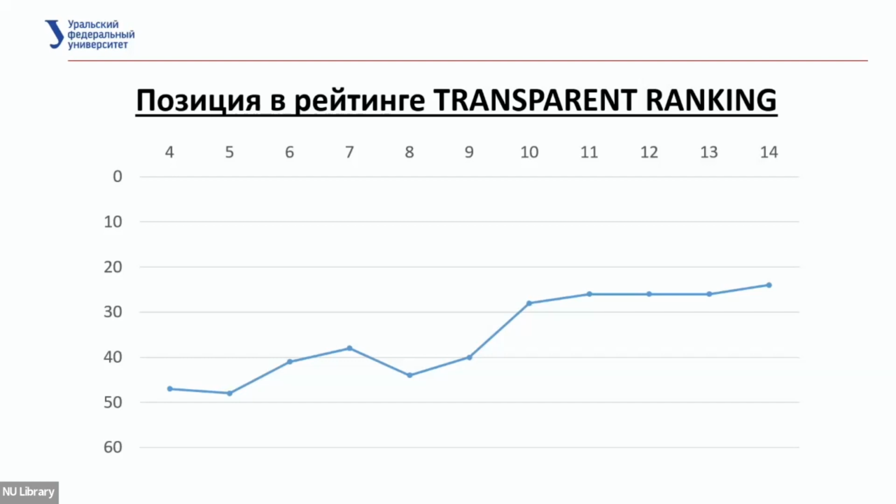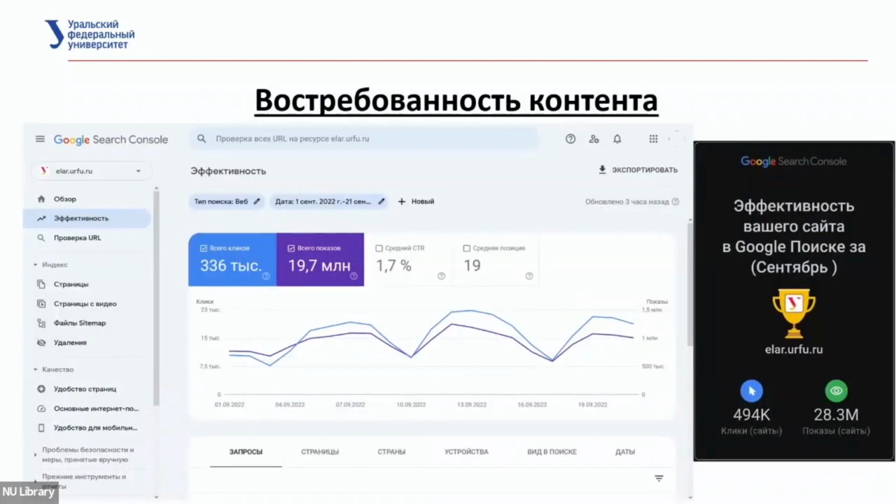То есть прирост контента напрямую влияет на количество документов в кэше Google Scholar. Ну, это логично на самом деле. Тут нет никакого открытия. И еще хочу сказать про востребованность контента.